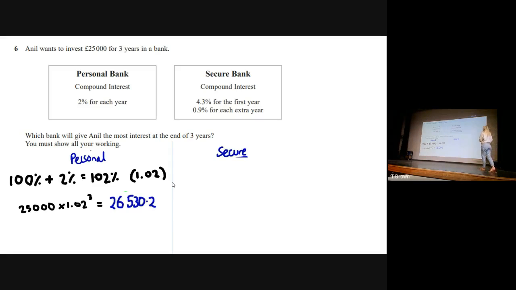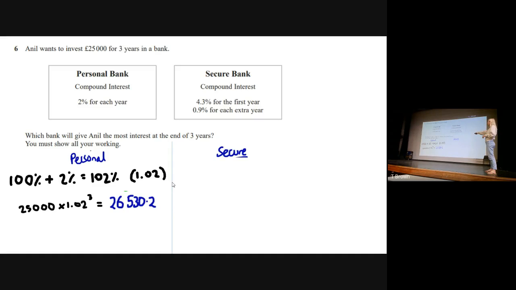Secure bank's a little bit different. Now they've given you 4.3% for the first year. We had a conversation about this yesterday as well. Banks love doing this. They'll say, we're going to give you a really, really good interest rate, and then the year after we won't give you much. But no, the first year is amazing. Look, 4.3%. And they know that we're lazy people, and they know that probably we're not going to bother moving our money after a year.